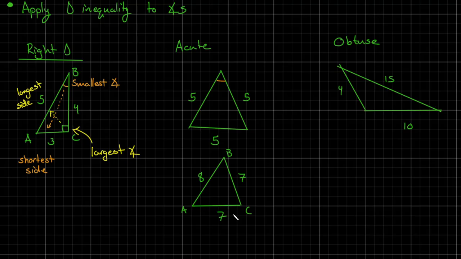Angle C. Why? It's across from this longest side. If this side's 8 and these are both 7, the longest side is opposite from the largest angle. So we'll just go ahead and say the same thing here. Longest, which means that this angle right here is the biggest.